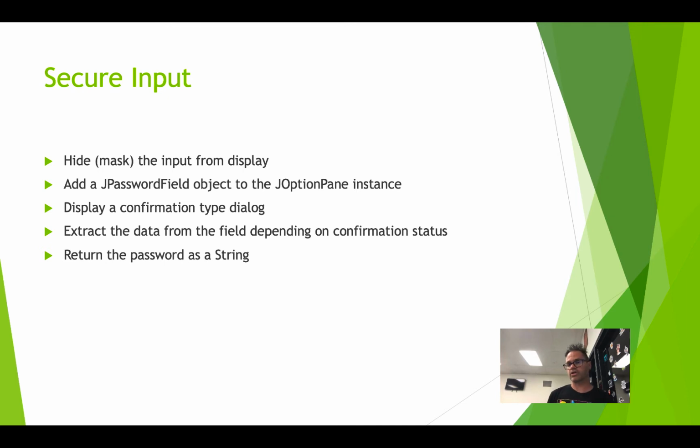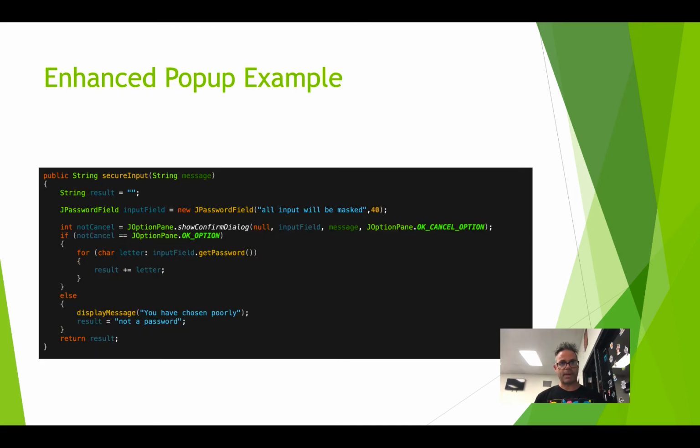So let's go ahead and take a look at the code that makes that happen. Here we have the basic version of that method. It's a secureInput method, takes a string parameter, and returns a string. We set our string result to be empty. We create an instance of a JPasswordField called inputField in this case. It's a new JPasswordField, and all input will be masked, and it's 40 characters wide. It's not going to show anything, just a bunch of dots across the screen. If we wanted another symbol, we can use any char type, not emojis, and replace it. By default, though, it's just those cute little dots you're used to on a password field.